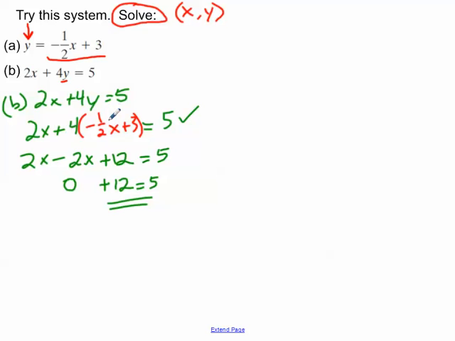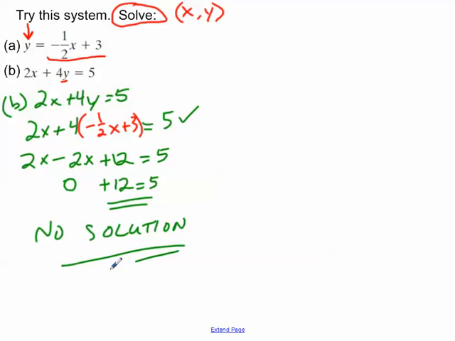2x plus 4 times negative 1/2 is negative 2x. 4 times 3 is 12 equals 5. All right, and then 2x minus 2x is 0, so that goes away. So I got 12 equals 5. What happened here? Well, this is an example of what happens when our system is a no solution.